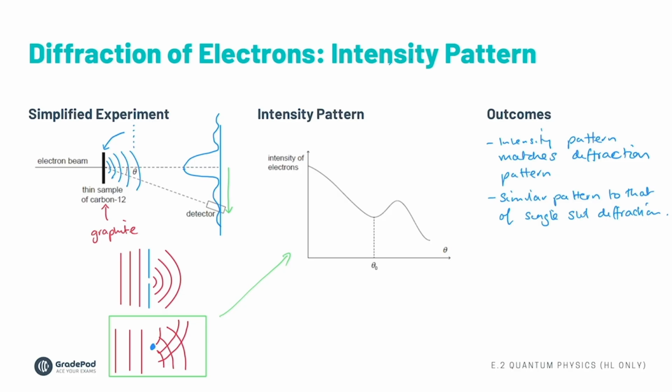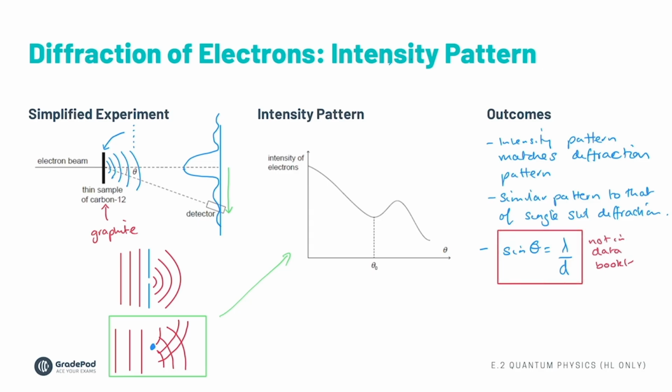Because it's similar to single-slit diffraction, we can use the equation sine theta equals lambda over d. Now, technically, if you're a science whiz, it should be sine theta equals 1.22 lambda over d because it's a circular aperture. But for the purposes of IB physics, we're just going to go with sine theta equals lambda over d. I've got a bit of a warning here. This equation is not in the data booklet.